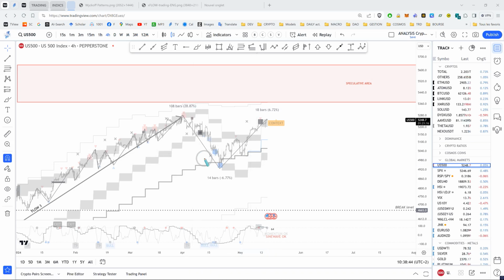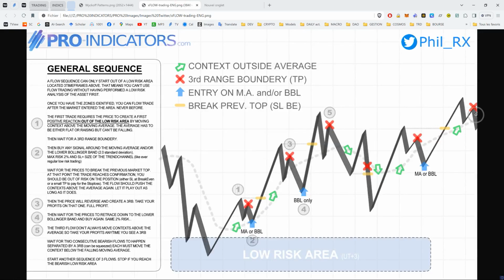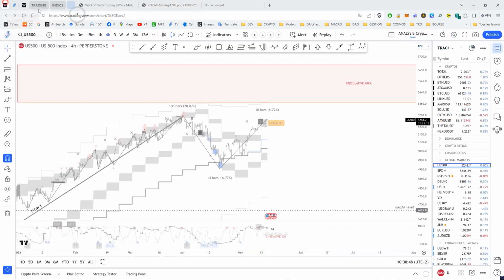What we know in the flow sequence is that this is the third flow. Remember, flow sequencing means that from now on, if we terminated this thing, we're going to have to let the market ride for 2 sets of consecutive flows, which means the context needs to be outside the average. The bearish context, the resistant context, needs to fall below a flat or bearish moving average. The moving average just can't be rising. It needs to be either flat or bearish. That's in the rule set.